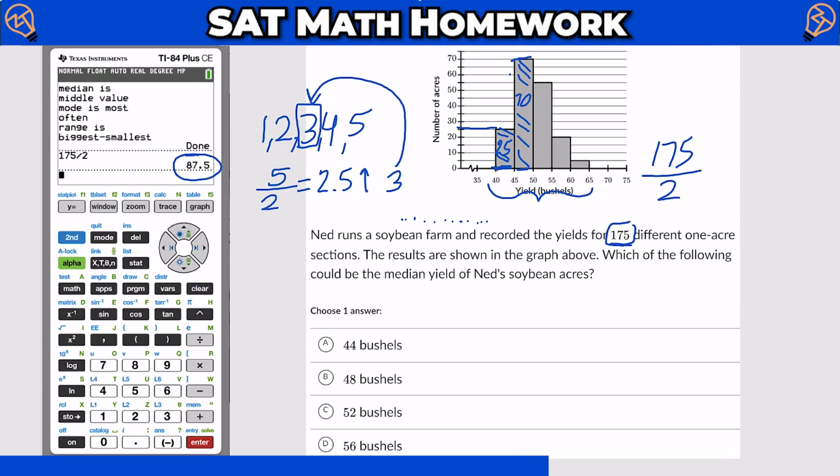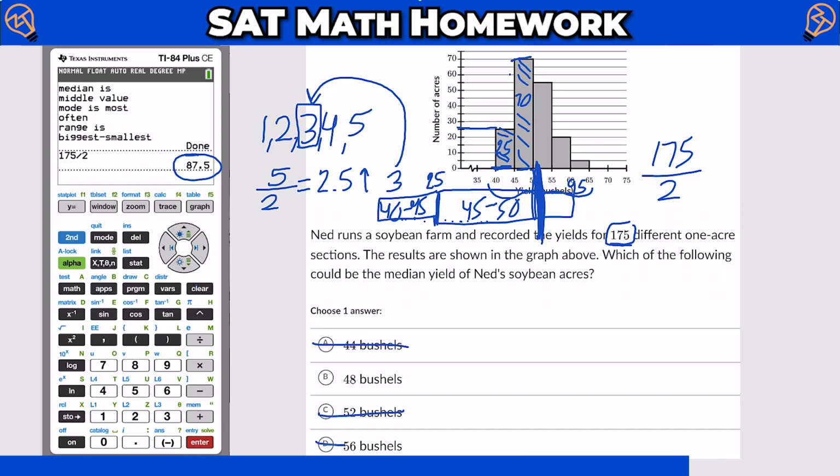We want the 88th. Well, the first 25 were from 40 to 45. Those next 70 were all from 45 to 50. And we know that the 88th is somewhere probably around here. In other words, it's in that range from 45 to 50. Since these were the first 25 of them, this is the 95th over here. And so the 88th would be somewhere between 45 and 50. Which option is actually between 45 and 50? Well, not 44, not 52 or 56, only 48. So the correct answer option is B.